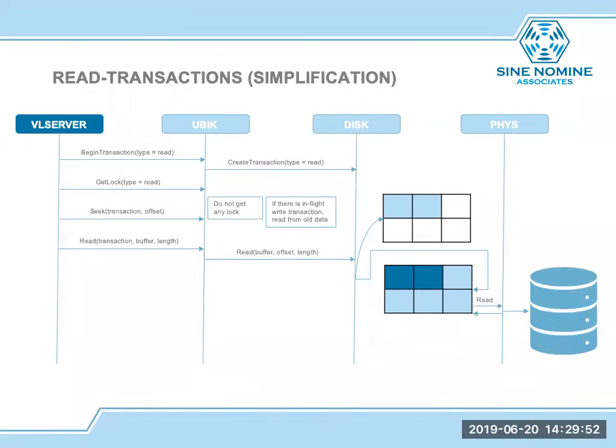And of course, if we cannot find these pages in the buffer, we can always find these pages in the database. And we can finally give this data back to the application layer.